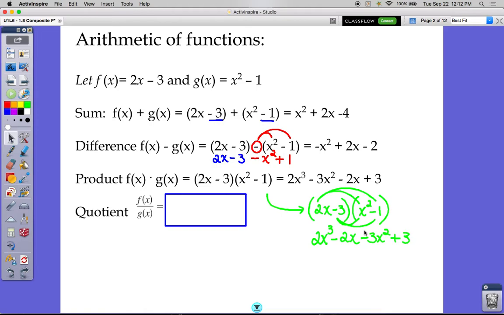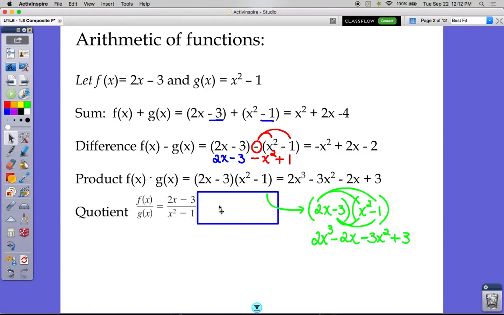All right? The quotient is probably the easiest one because most of the time there's not much work to do with the quotient. f of x divided by g of x simply is those two things divided together. That's it.